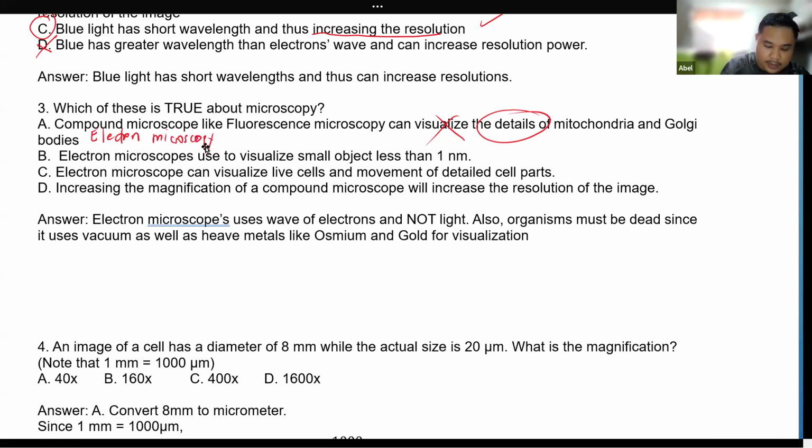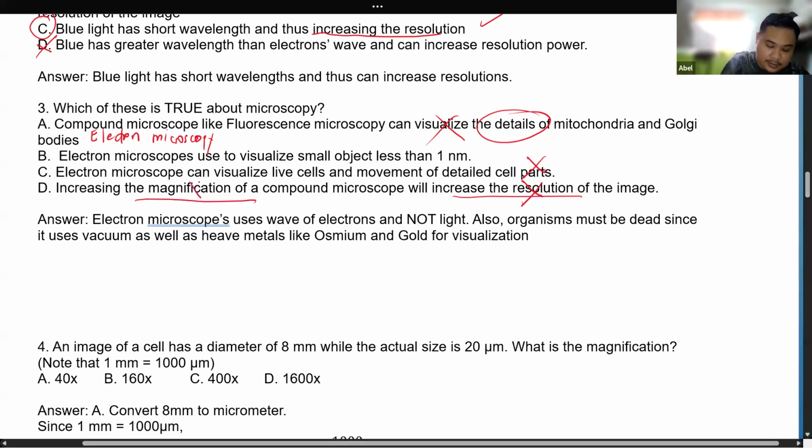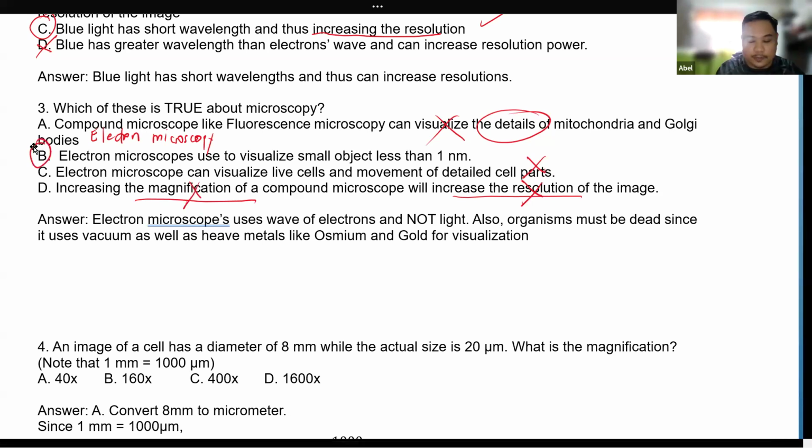Now, how about the other one? Letter B, electron microscope used to visualize small objects less than 1 nanometer. Next, letter C. Electron microscope can visualize live cells and movement of the detailed cell parts. This one is wrong. Letter D, increasing the magnification of a compound microscope will increase the resolution of the image. No, it doesn't mean that if you increase the magnification, it will also increase the resolution of the image. So it's not related. So letter B, electron microscope used to visualize small objects less than 1 nanometer.